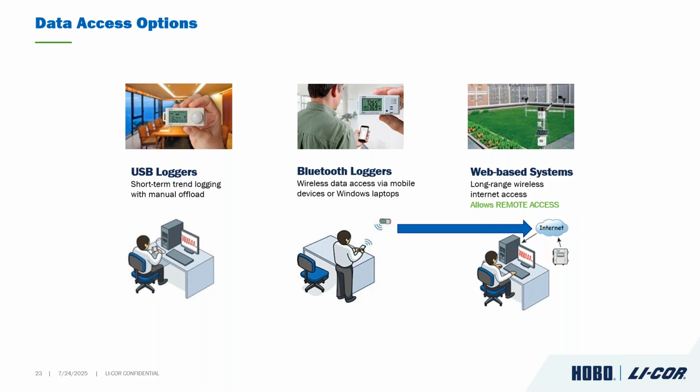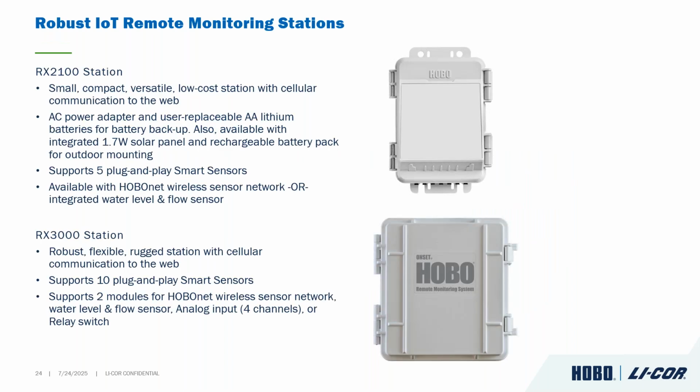So following Bluetooth, we will now get into our web-based systems or cellular, long-range, wireless, remote loggers. So our two main product lines for remote monitoring systems are the RX2100 and the RX3000. We tend to recommend the RX2100 for some more simple applications, and we often find it optimal for HoboNet solutions indoors. The RX3000 has much more expansive capabilities and is more of an ideal option if you have multiple different applications such as water level as well as some HoboNet monitoring.